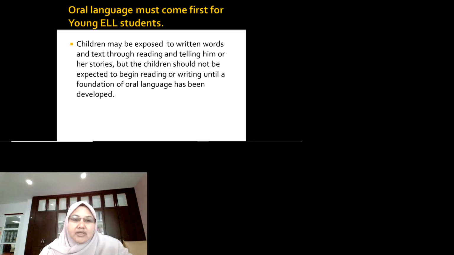Some of the teachers and parents are very eager for the children to be able to read. However, this is not necessary, because according to their development, the spoken language must be set as a foundation before they can start reading, and further then on writing.